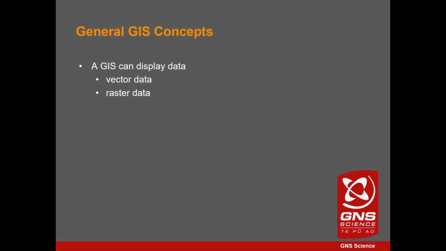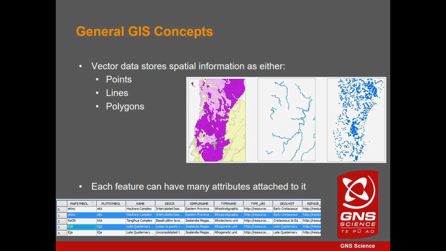So a GIS can display data, and that data can be vector or raster. Vector data stores spatial information as either points, lines or polygons. So for a point it stores an X and a Y coordinate, for a line it stores an X and a Y at the beginning and end and at each vertice along the line, and for a polygon it stores that information for every vertice around the perimeter of the polygon.